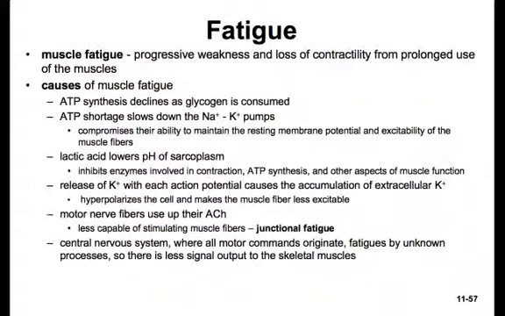In addition, motor nerve fibers could use up all of their acetylcholine. Without acetylcholine, the motor nerves are not going to be able to stimulate the muscle fibers. This is called junctional fatigue. The central nervous system may also fatigue, which is where all the other motor commands originate. We're not sure why it fatigues, but there does seem to be less signal output to the skeletal muscles when we reach a state of fatigue.